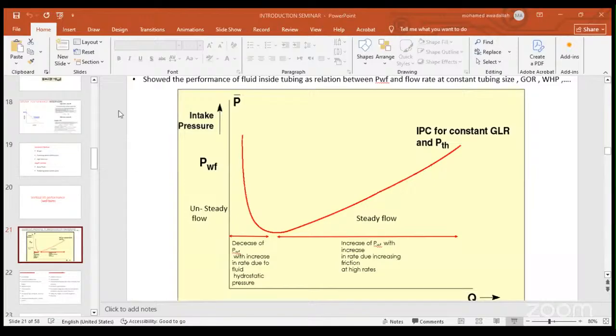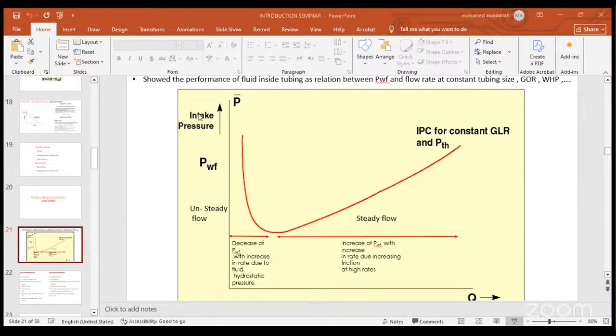So back again to this chart, we can see that the VLP is a relation between the pressure and the flow rate. We have two areas: the unsteady flow and the steady flow. We will be concerned with the steady flow because in this case it will be high pressure, high rate. The flow is high and the dominant factor is the friction, because the fluid needs more energy to overcome the friction inside the tubing and reach the surface.